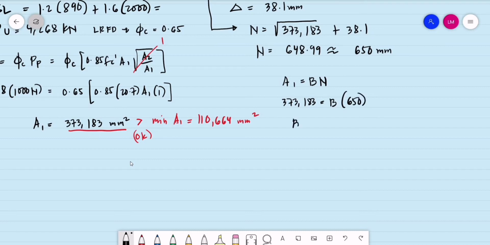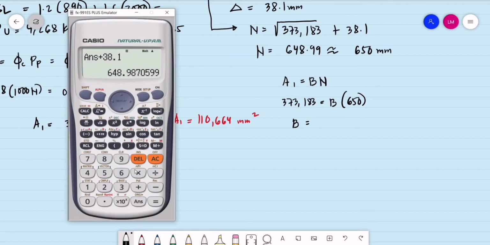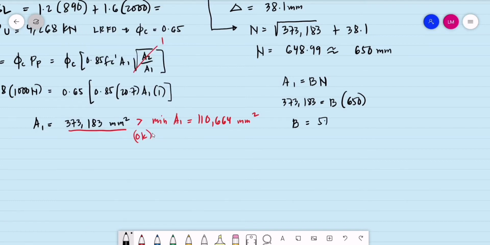So we'll be having the value of B for the dimension of our base plate. That is equal to 373,183 divided by 650. Okay, this is 574.13. If we are to round this up to the nearest value divisible by 5, that will be 575 mm.